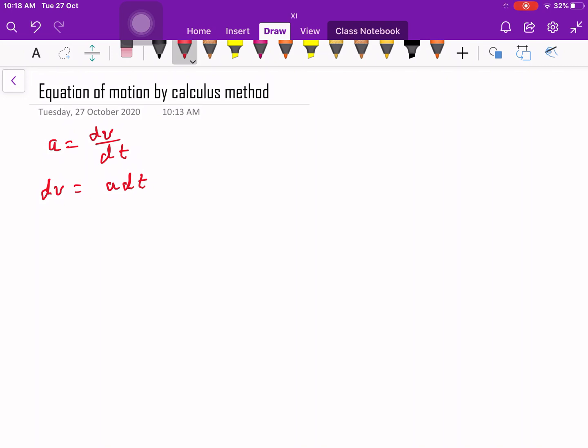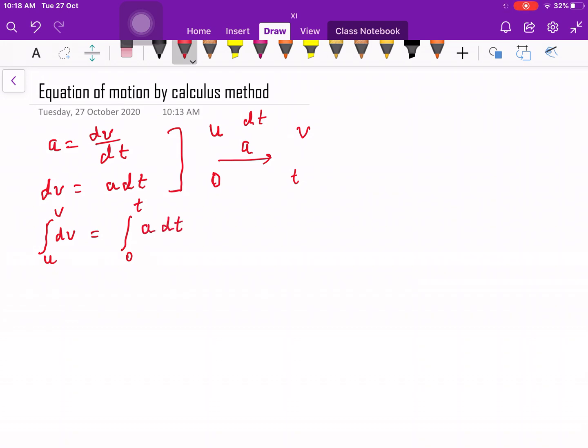Okay, now we are going to take the integration. For this we are assuming that initially a body is moving with velocity u. After time t, its velocity became v, moving with uniform acceleration a. The time goes from t0 to t. So we have to take a definite integration here: the integral of dv from u to v is equal to the integral from 0 to t of a dt.